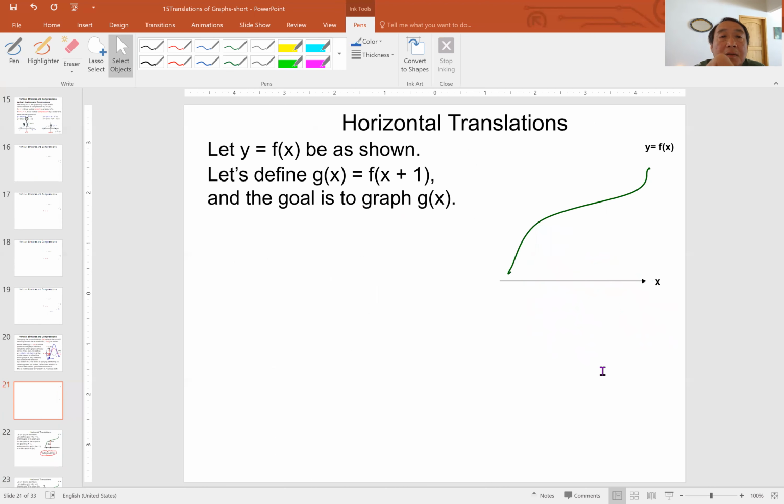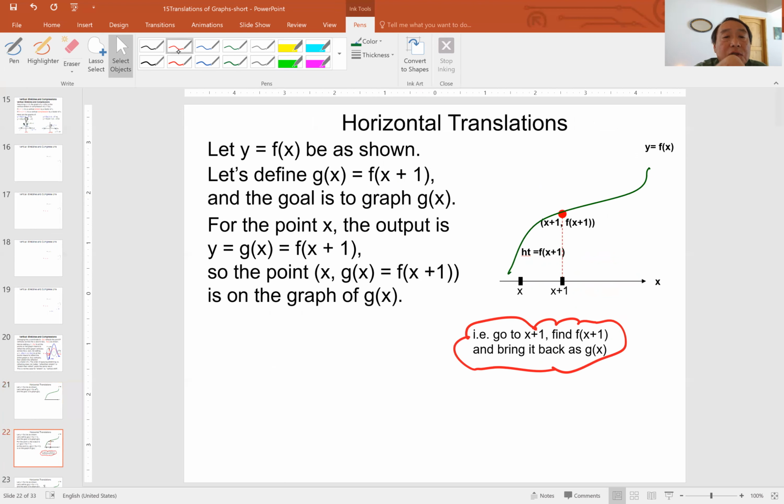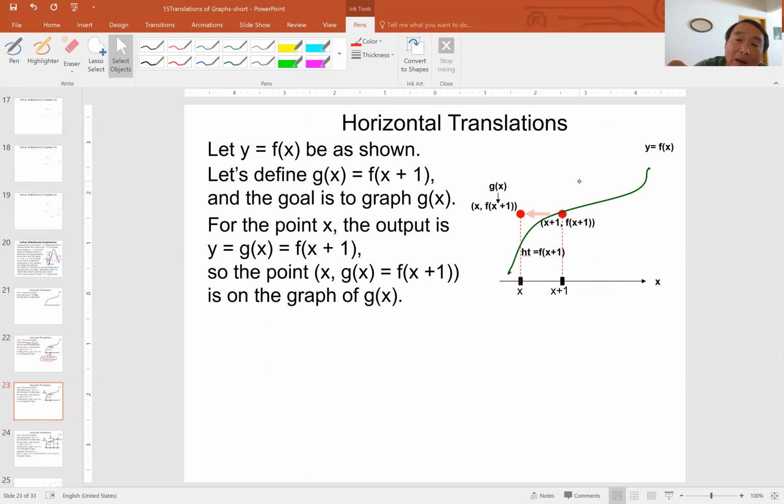And here is the part which is a little more confusing. The x plus 1 does not mean I move the graph 1 unit to the right. Here's what it means. To graph g of x equal to f of x plus 1, at the point x, I go to x plus 1 and look at what the f value is and bring that back over to x. That's what the value for g is.